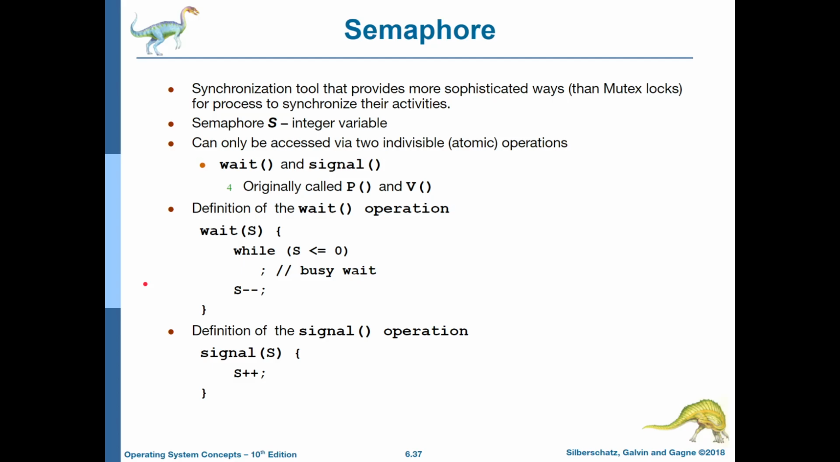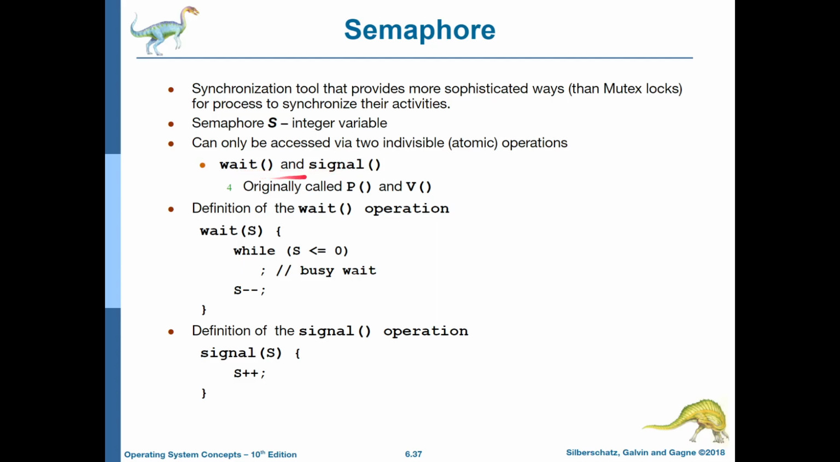In fact, you might consider what we've done with the integer variable in our examples. We've surrounded our integer variables so that we can increment and decrement them without encountering a race condition. Well, a semaphore is an integer variable that is protected by two atomic operations. One operation is called wait, the other is called signal.